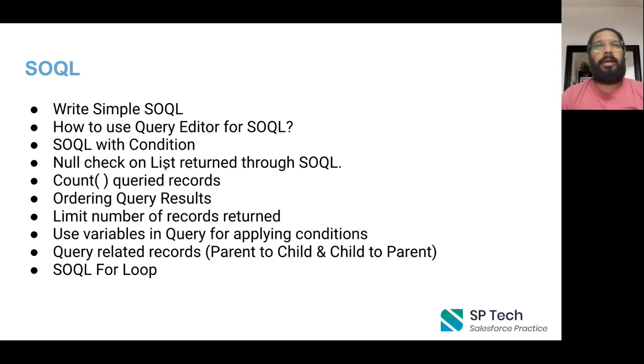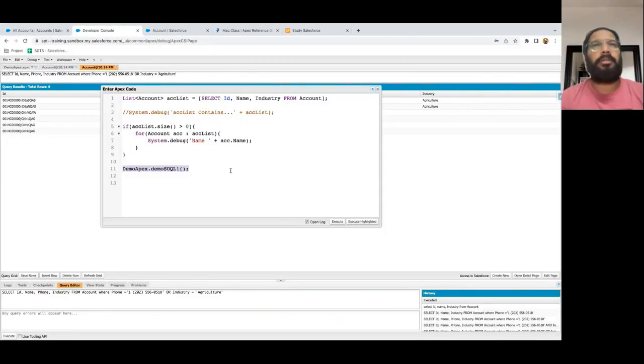Then we already saw how we can apply a null check. Then you can apply count as well. So yeah, I'm going to show it like this. If you count the number of records, so integer count equals to. So this way you can write your SOQL, and here you can show the count value.